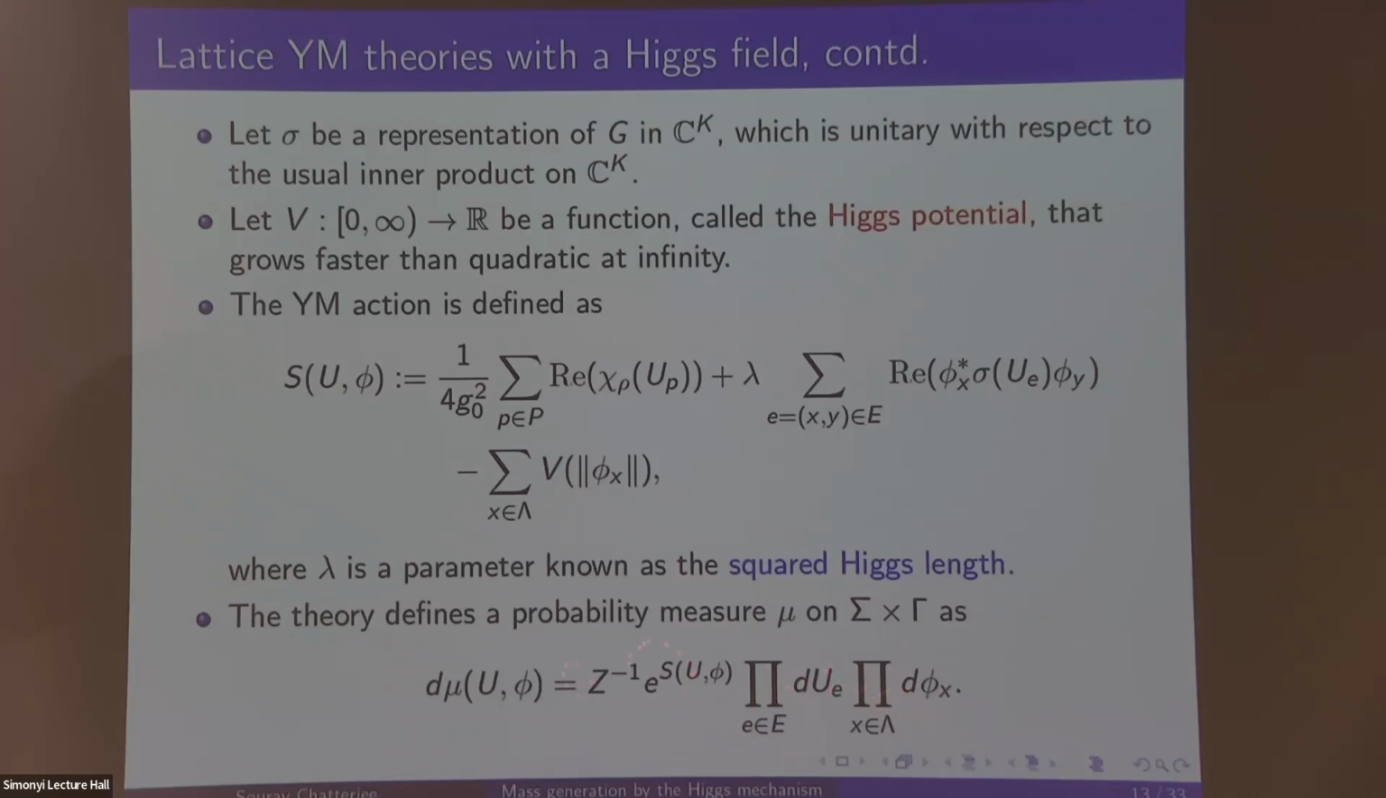Then you put a probability density, which is e to the S of u, phi. S is this action, and sigma is a unitary representation of G in C to the K. And this capital V, things shouldn't depend much on V, is that right? Yeah, things shouldn't depend much on V. In many situations, one takes V to be constricting phi to a sphere, so it's zero on a sphere. You take it infinite outside the region, so you can do that.